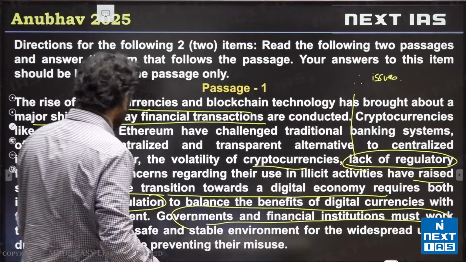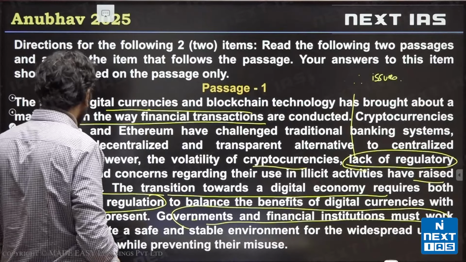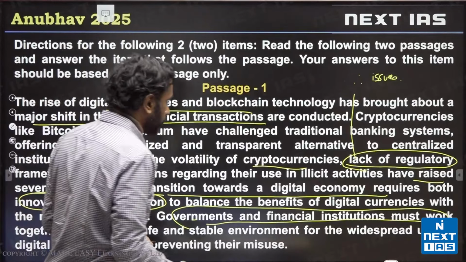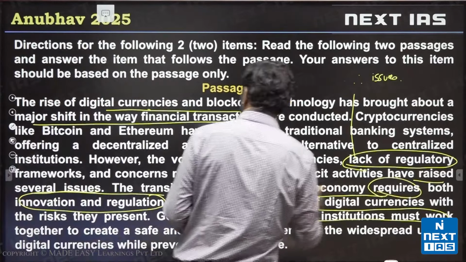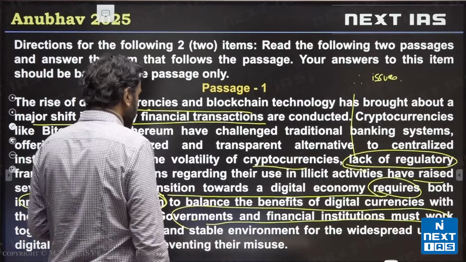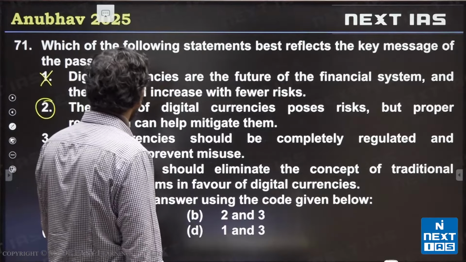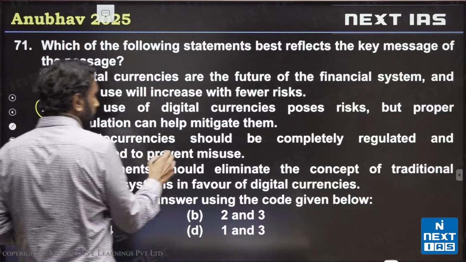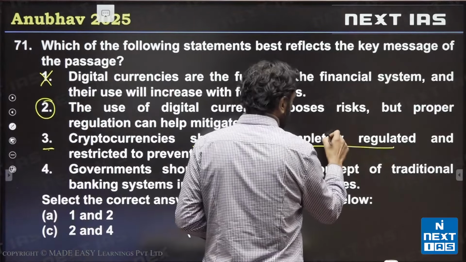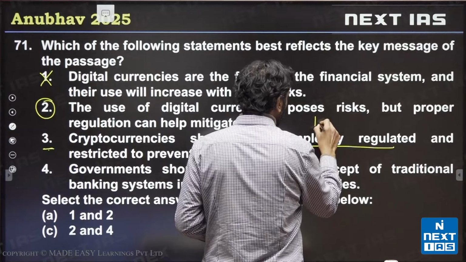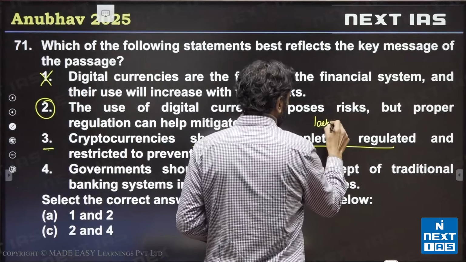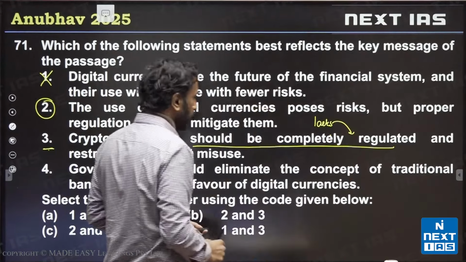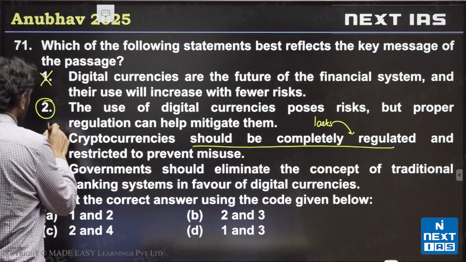Correct? The transition towards digital economy requires innovation and regulation. So it requires regulation. And then we'll find more evidence. So what I want to tell you was 3 sounds incorrect, should be completely regulated. But this is valid because the passage says it lacks regulation. So 3 is valid, 2 is valid.